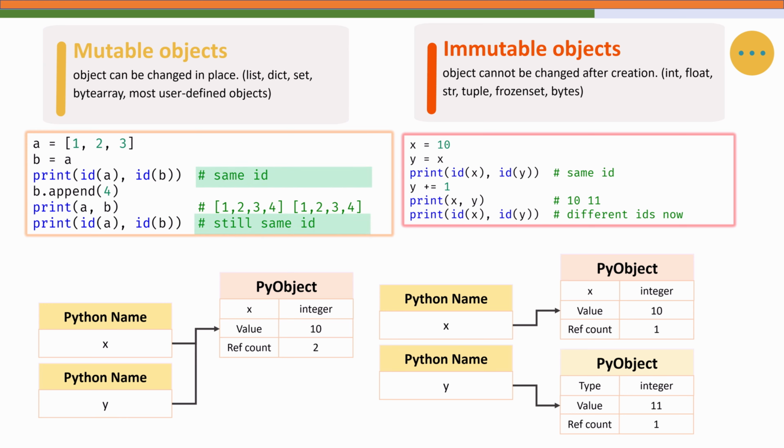This difference matters when you pass objects into a function. If you pass a list and a function mutates it, the caller sees the mutation. If you pass an integer and the function changes it, the caller doesn't see any change. The function simply rebinds its local name to a new integer object.